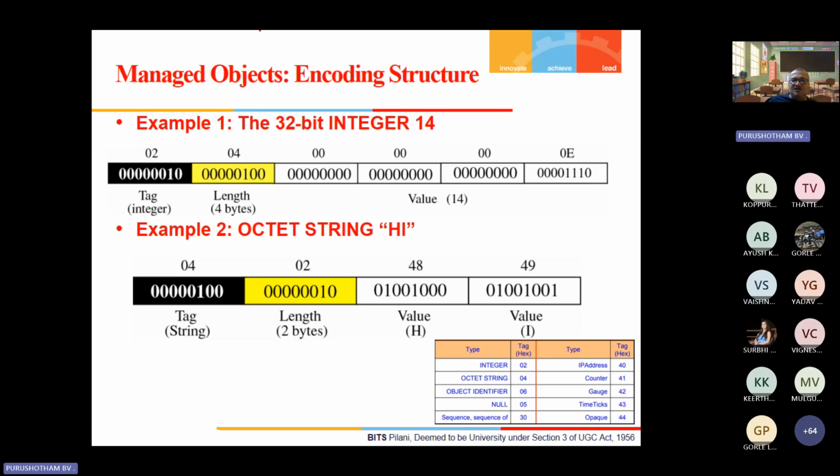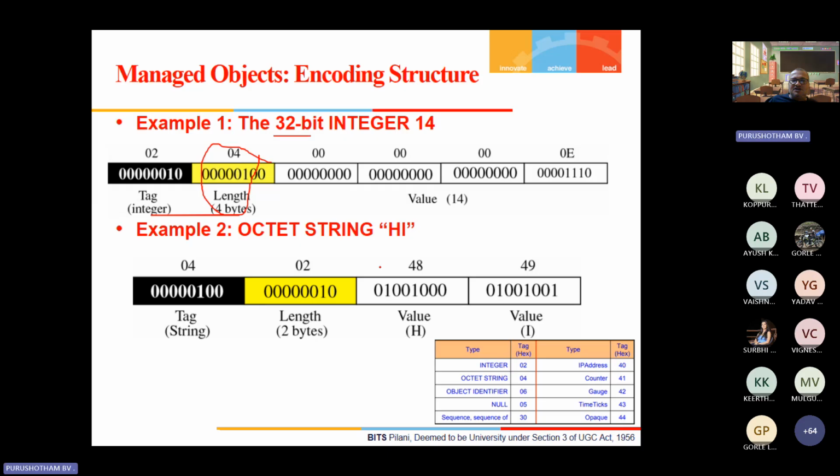So it says 32-bit, that's why length will be 100. Means what? 4 bytes it is. 32-bit is what? 4 bytes. So then value is 14. How do you represent 14 in binary or hexadecimal? That is 1110. The remaining 3 bytes are zeros.